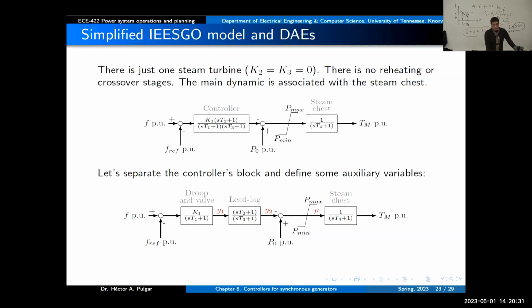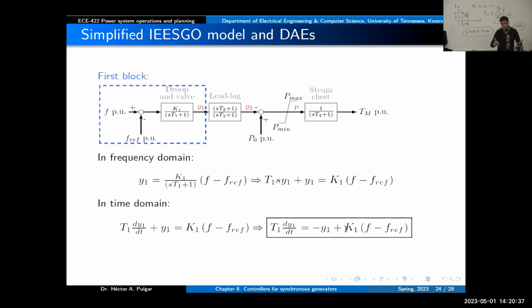Now, with this definition for the variables that you see in red here, we're going to obtain the set of differential algebraic equations we need. So we start with the first block. In the first block, we have the error in frequency and the droop and valve characteristics. So when you use this in frequency domain, all these relationships are algebraic.